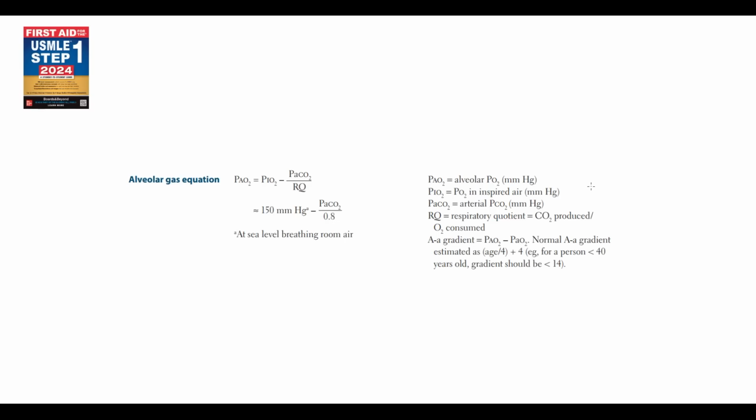The alveolar gas equation tells us how much oxygen is in the alveoli. It's super important because the oxygen in the alveoli is what determines how much oxygen gets into our blood. Here we can see the equation, but for exams and for clinical practice, we have to understand the logic behind this formula. So let's break down this formula step by step.